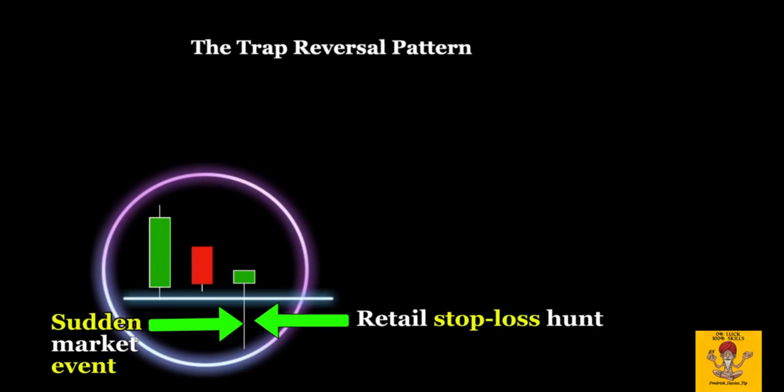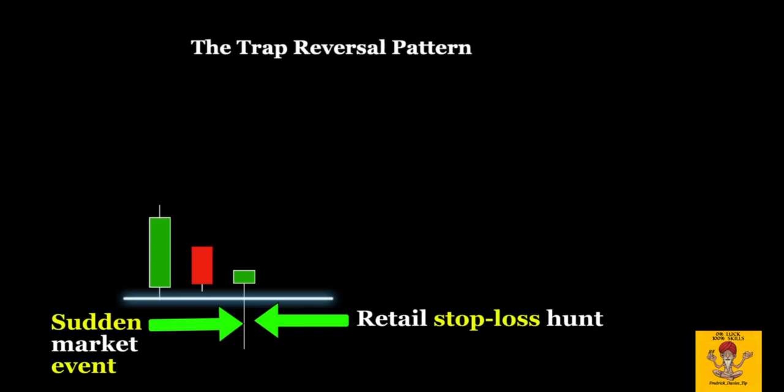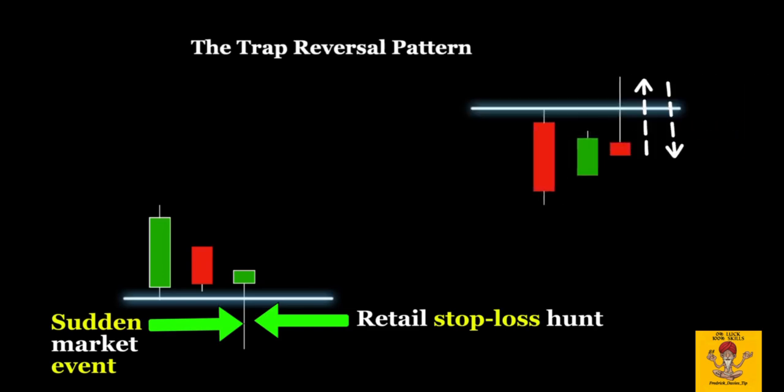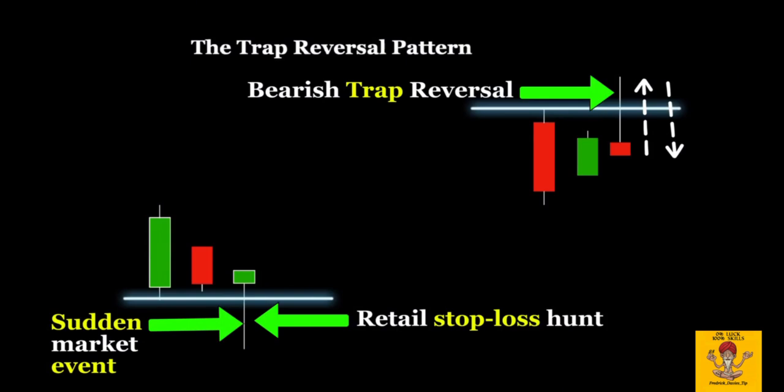Either way, the trap reversal sends a strong message: the initial breakout was a lie, and price is now likely to continue in the opposite direction. So, if price fakes out to the upside from an inside bar and then slams back down, you've got a bearish trap reversal and a high probability move to the downside.